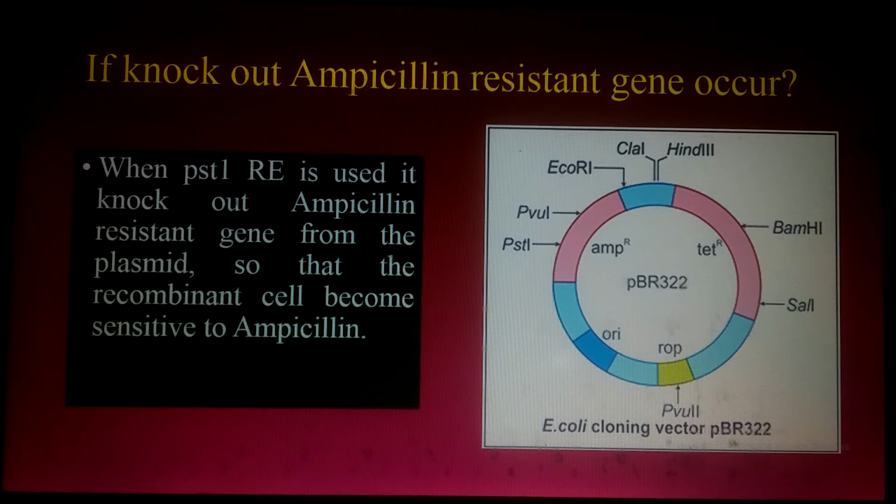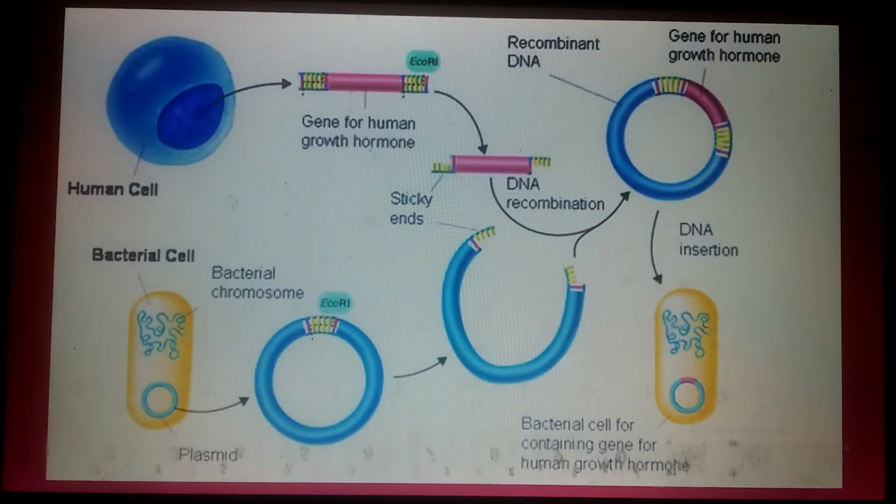If we knock out the ampicillin resistance gene, what will happen? When PstI, another restriction enzyme, is used, it knocks out the ampicillin resistance gene from the plasmid. So the recombinant cell becomes sensitive to ampicillin and may die. Okay. So this is the overall process which I have discussed.